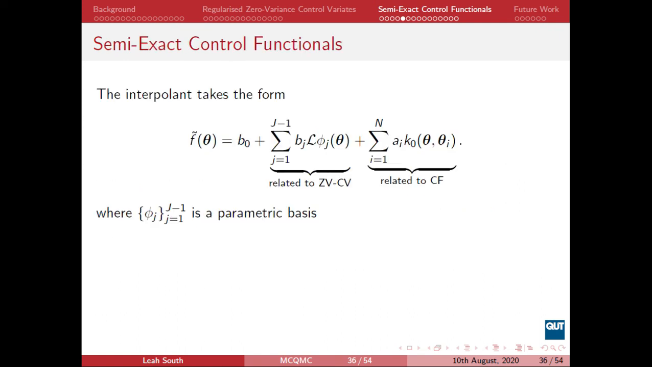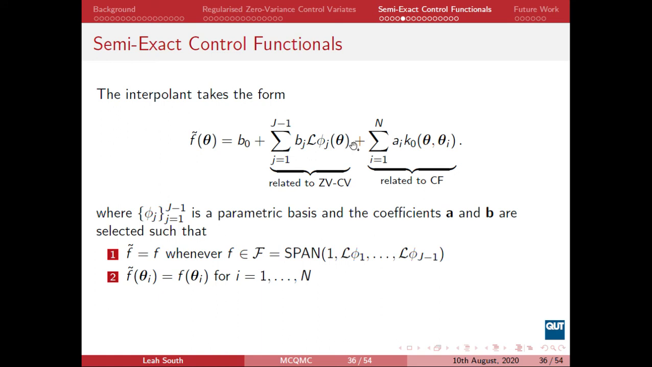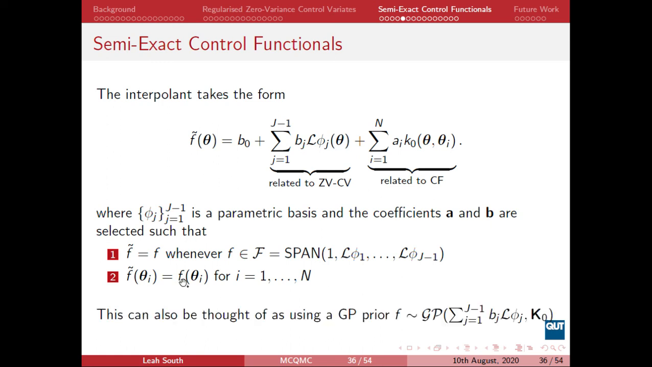So our new interpolant takes this form here. So you'll notice that this part here looks quite a bit like ZVCV if you choose your parametric basis to be a polynomial. And this part here looks a little bit like control functionals. So combining these two together gives us the benefits of both approaches. So we needed to develop a way to choose our coefficients B and A. And so we've done that to enforce exactness on our pre-specified functions and to do interpolation on each, so that f tilde is equal to f on each of our samples. So you can think of this like control functionals as using a Gaussian process prior, where our prior mean is informed based on our ZVCV approach.